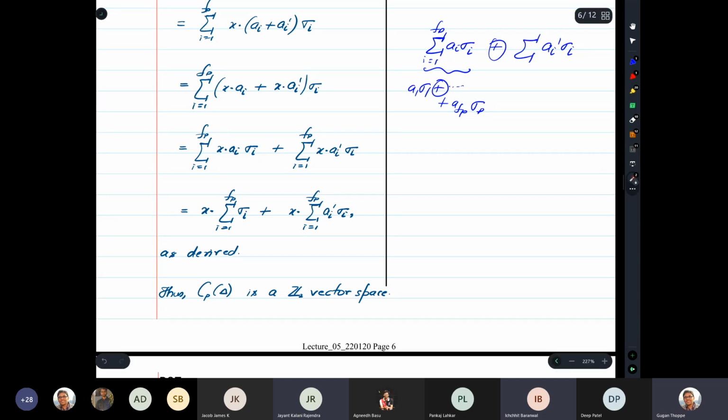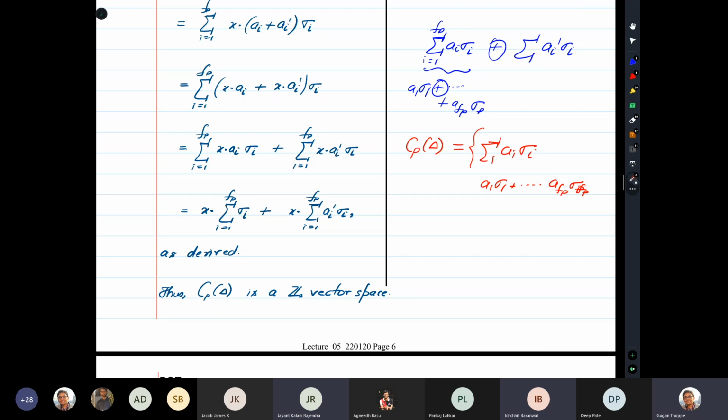Let me try and answer this. When we defined the set, if you recall, we defined this CP of delta. There itself we said it consists of elements of this form: A1 sigma 1 plus blah blah blah plus AFP sigma FP. Now you could have asked, what does this sum mean? At that point I would have said, well, these sums don't mean anything.